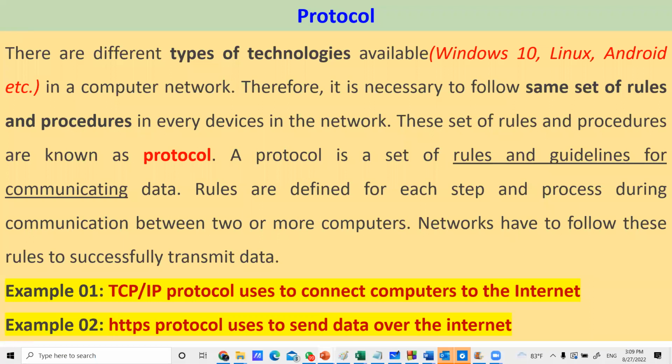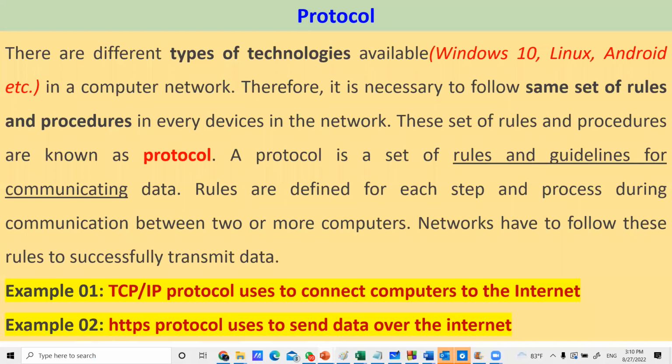This set of rules you can apply as software on your computer. Normally, when you install your operating system, the software is automatically installed. But in earlier days, you had to install the protocol separately. Nowadays it is okay; it is automatically installed with the operating system.